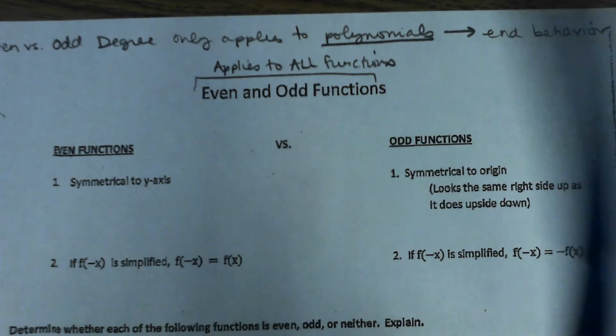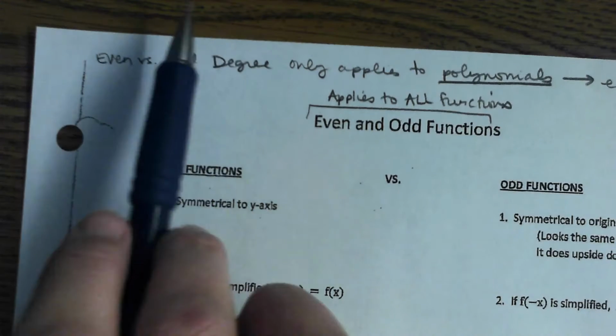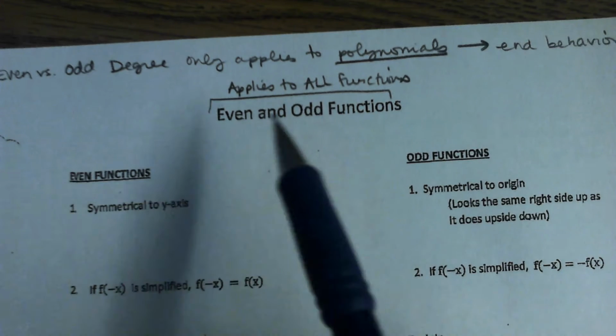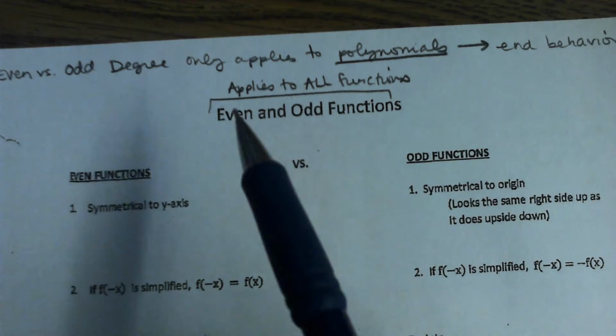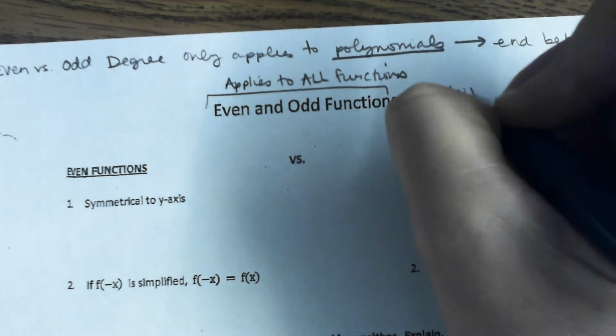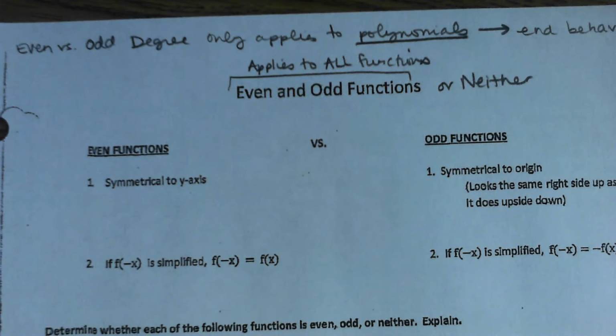Not only that, but if you are a polynomial, you have to be categorized as even degree or odd degree. Whereas if you're any regular function, you could be an even function, you could be an odd function, or you could be neither. If you're a polynomial, you can't say it's not even degreed and it's not odd degreed. It has to be one or the other. Not true with basic even and odd functions.